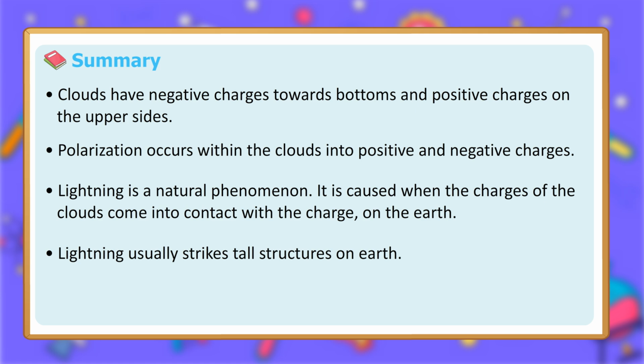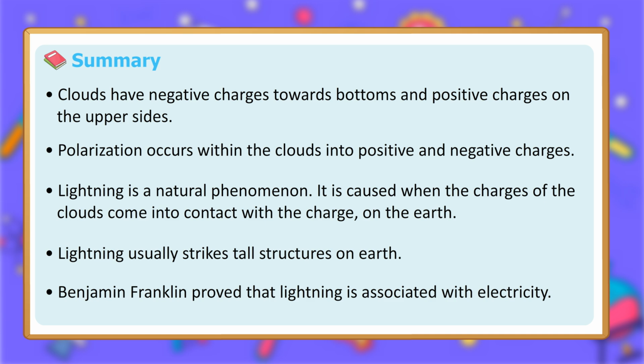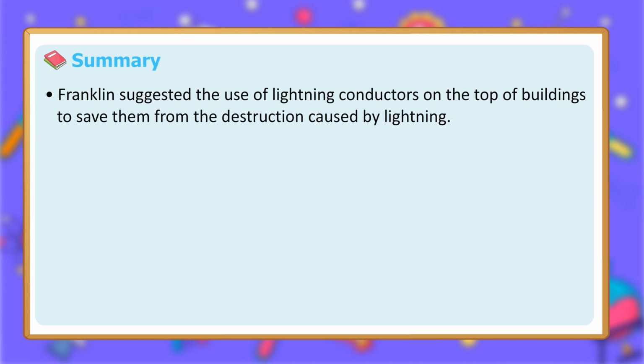Lightning usually strikes tall structures on earth. Benjamin Franklin proved that lightning is associated with electricity. Franklin suggested the use of lightning conductors on the top of buildings to save them from the destruction caused by lightning.